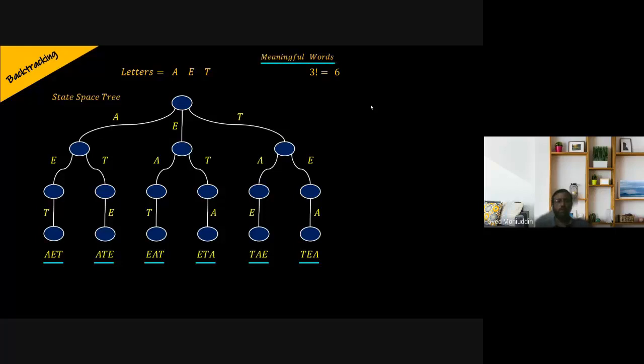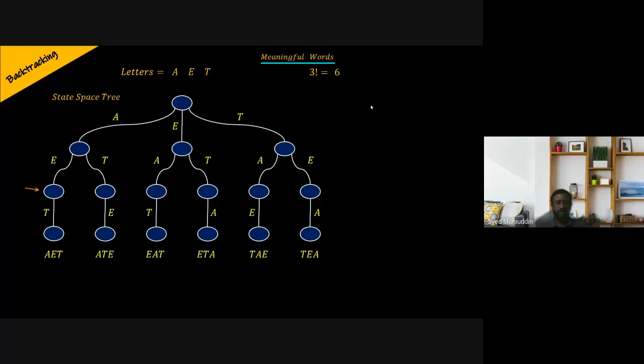So what we do is, assume this is the maximum number of nodes, or the possible tree, with 3 letters A, E and T. Now, what we do in backtracking when we have a constraint or condition is start with the root node, that is the initial problem state. We say that the first letter is A. From letter A, for the second letter, let us use E.